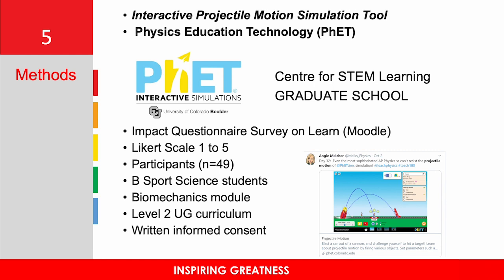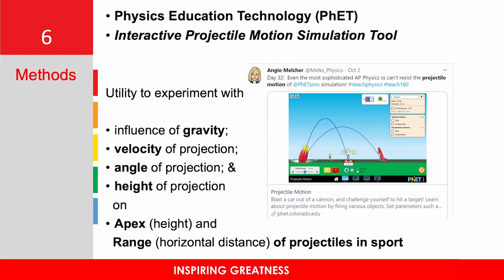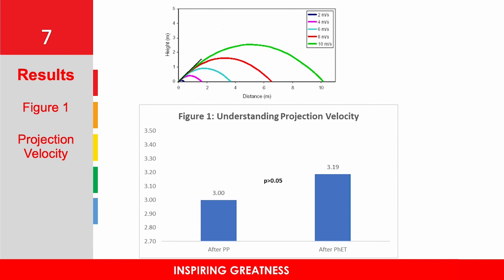This particular simulation tool is very useful because it allows the student to experiment with a variety of concepts in projectile motion, namely the influence of gravity, the velocity of projection, the angle of projection, and the height of projection, and the influence that these factors have on the apex, as well as the range of the projectile in a sporting context. Looking at the results, firstly, considering the understanding of projection velocity.